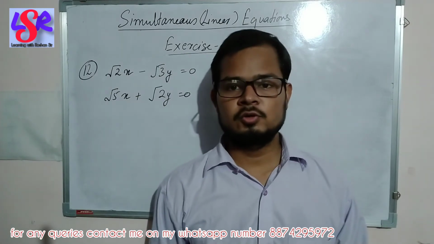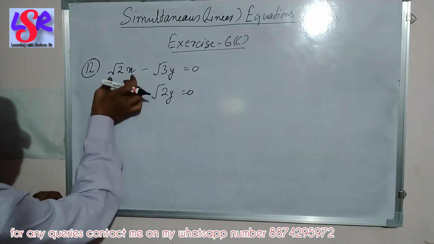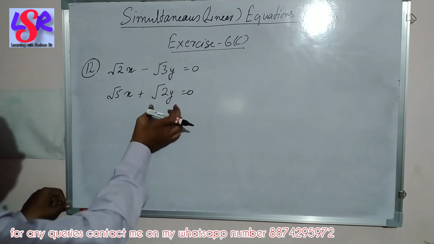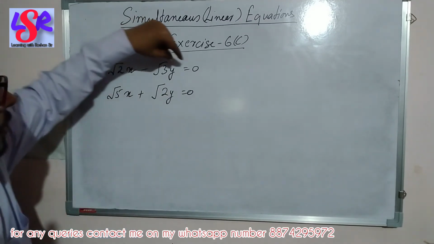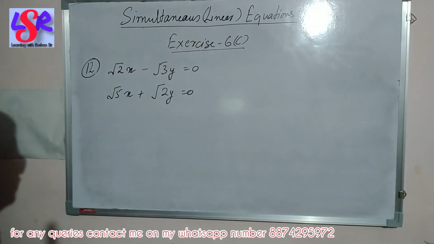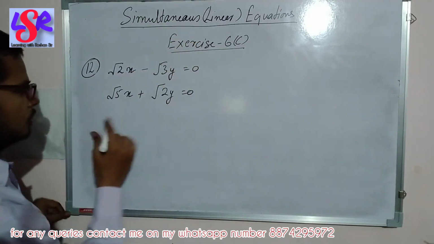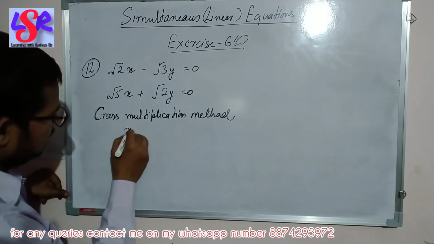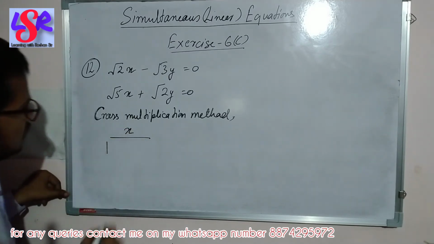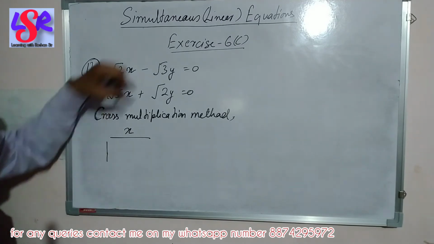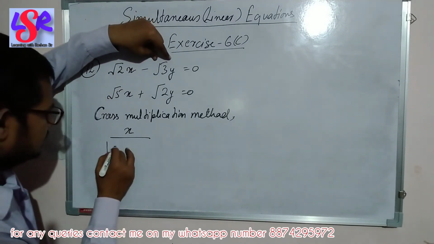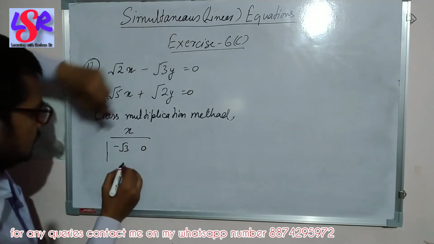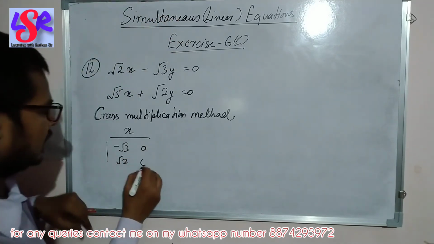Here we go with question number 12. In this question we are having root 2x minus root 3y, root 5x plus root 2y equals to 0. Now constant is missing in both of the equations. So on solving the equation by cross multiplication method, we get x upon the coefficient of y and constant, that is minus root 3, and the constant, that is 0, and here root 2 and 0.